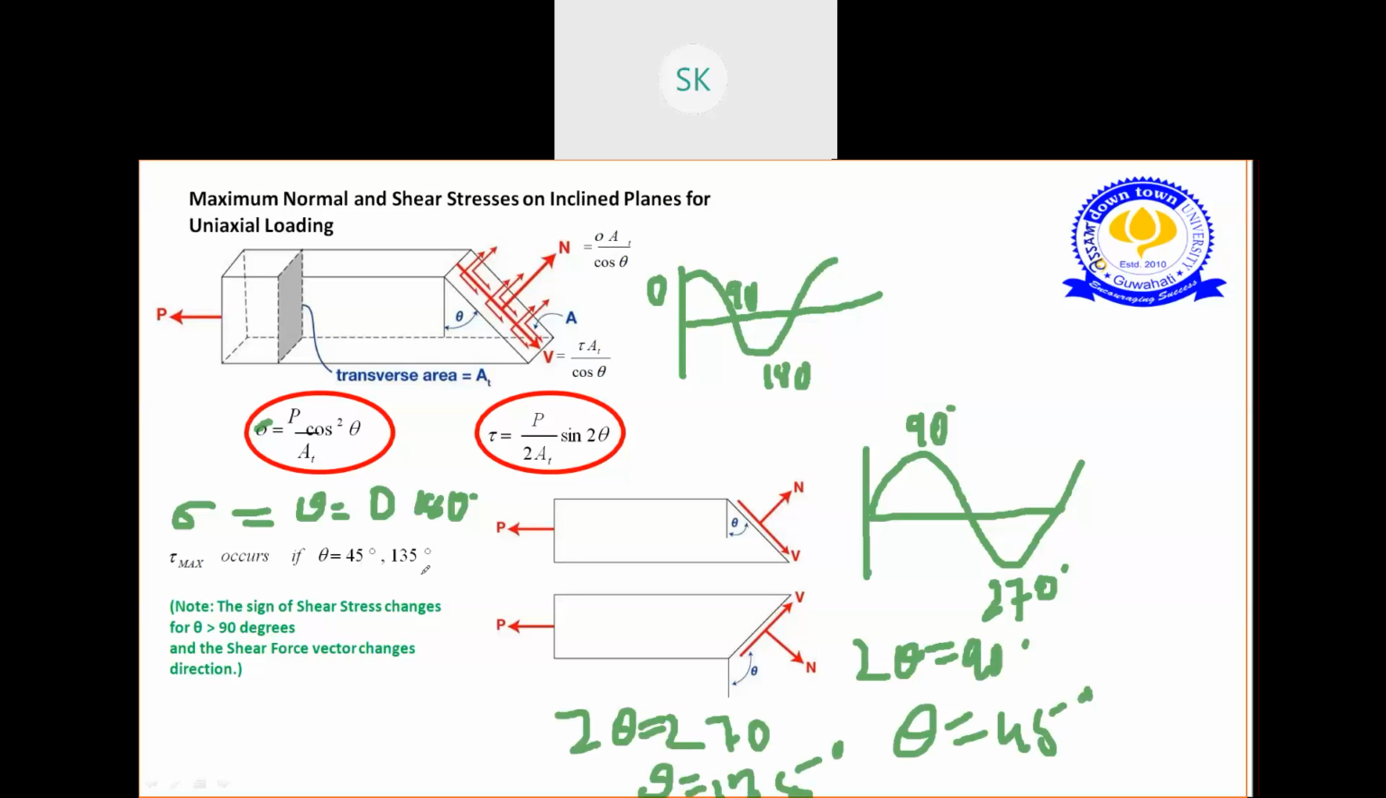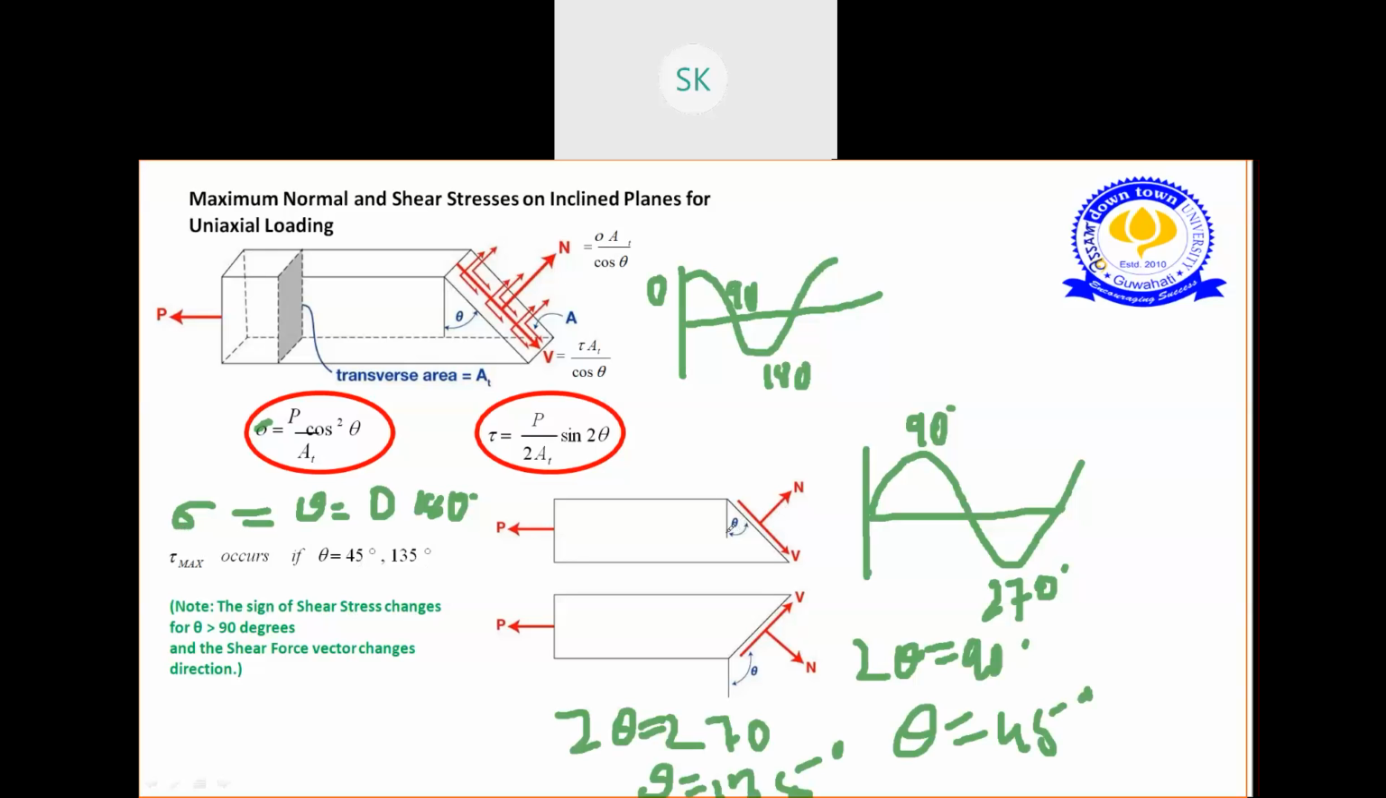Now there is one important point to note. The sign of shear stress changes when theta becomes 90 degree. Not in the case of shear, sorry, in normal stress. In shear stress, the sign changes.